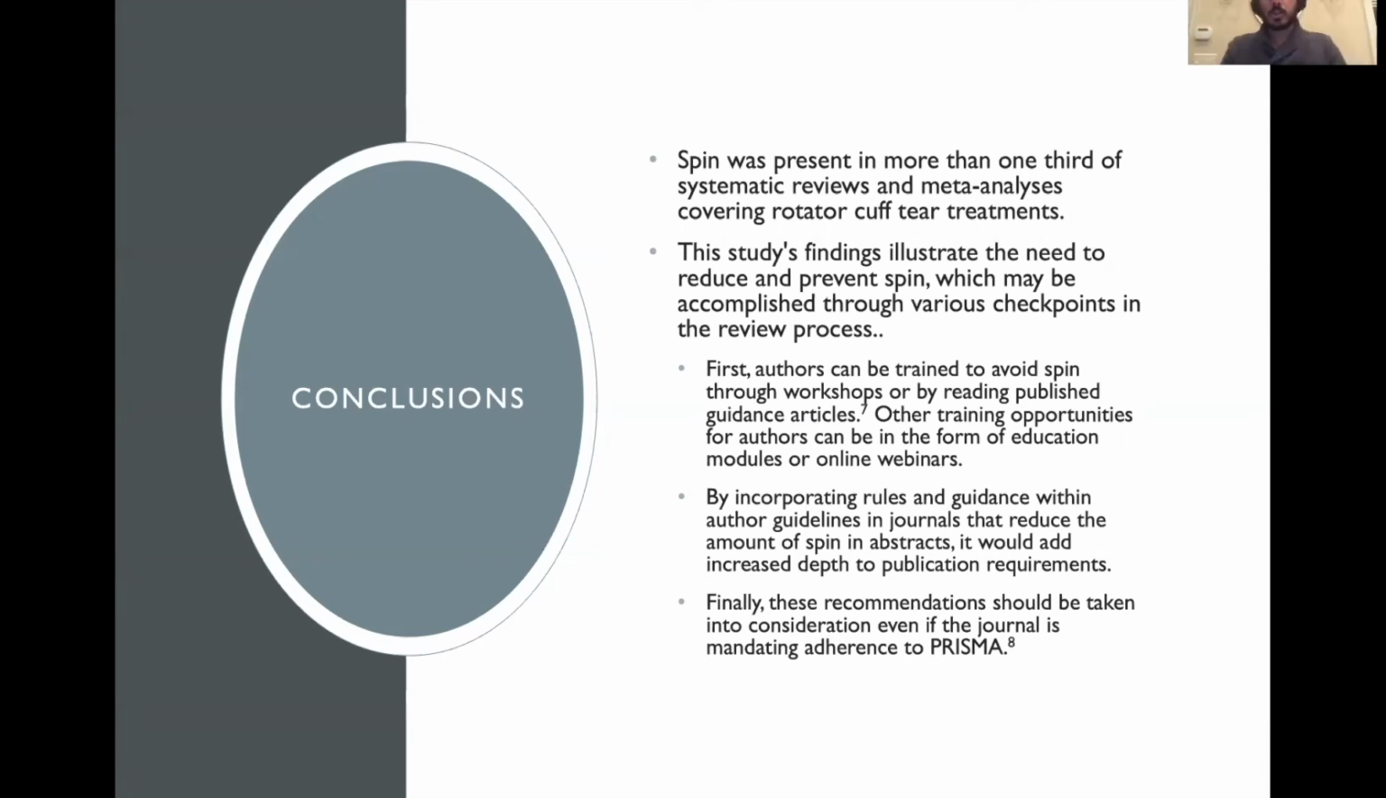One being authors being trained by workshops or webinars to be able to avoid spin. Two, journals incorporating guidelines within their author guidelines to avoid spin. And then specifically authors themselves taking these recommendations into consideration, even if a journal is mandating adherence to PRISMA.